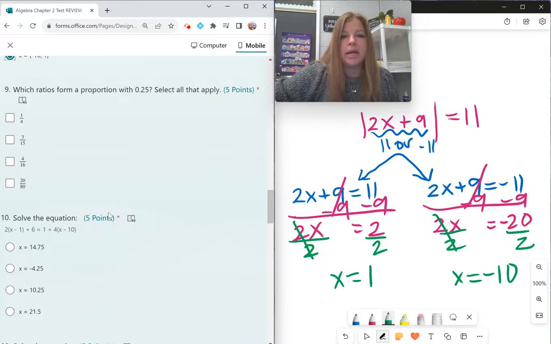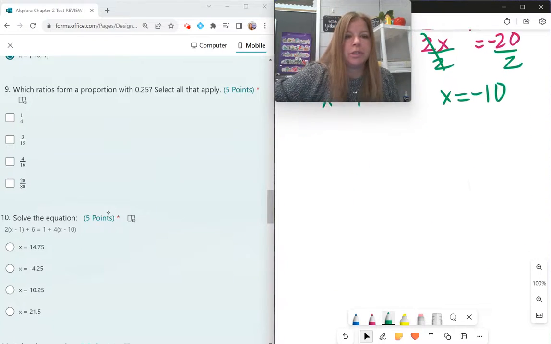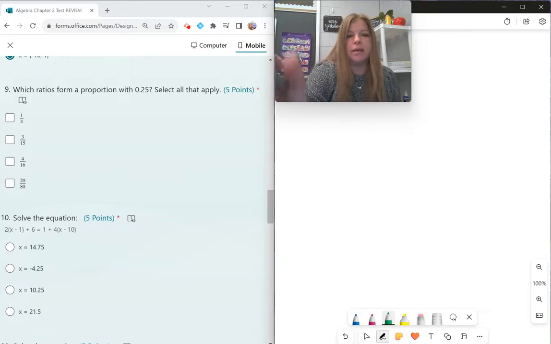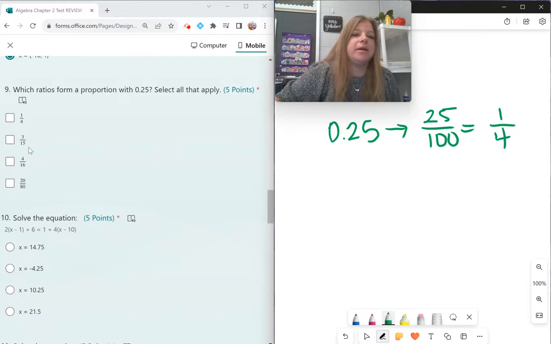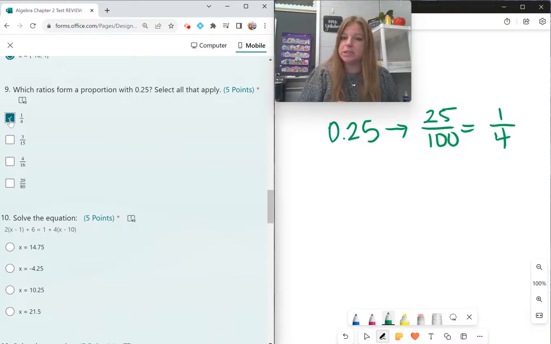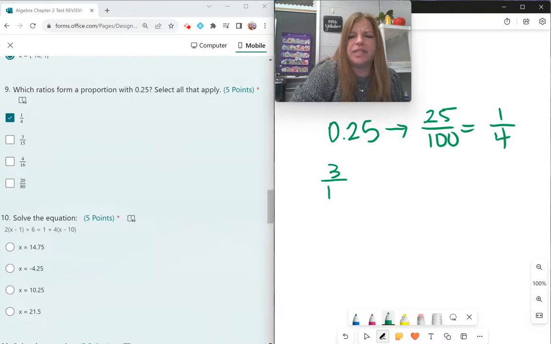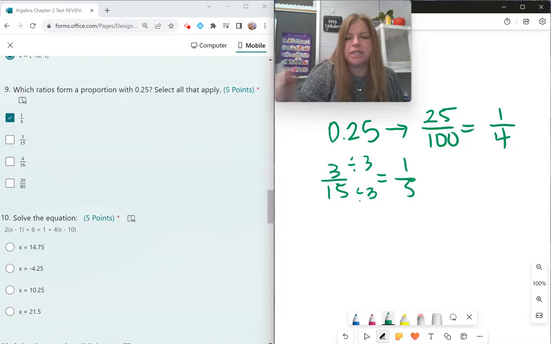Awesome. Number 9, which ratios form a proportion with 0.25? Select all that apply. All right, so 0.25, if I think about it, right, 25 cents or 25%, 25 out of 100, is really just 1/4. So I know that 1/4 is obviously equal to 0.25, but then I look at the rest of them. 3 over 15. Well, if I divide them both by 3, if I simplify this, I end up getting 1/5, so 3/15 is no good.